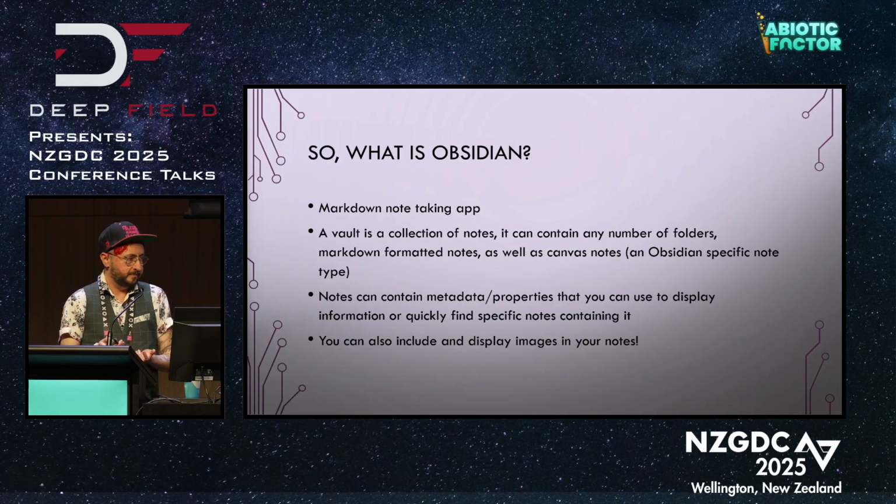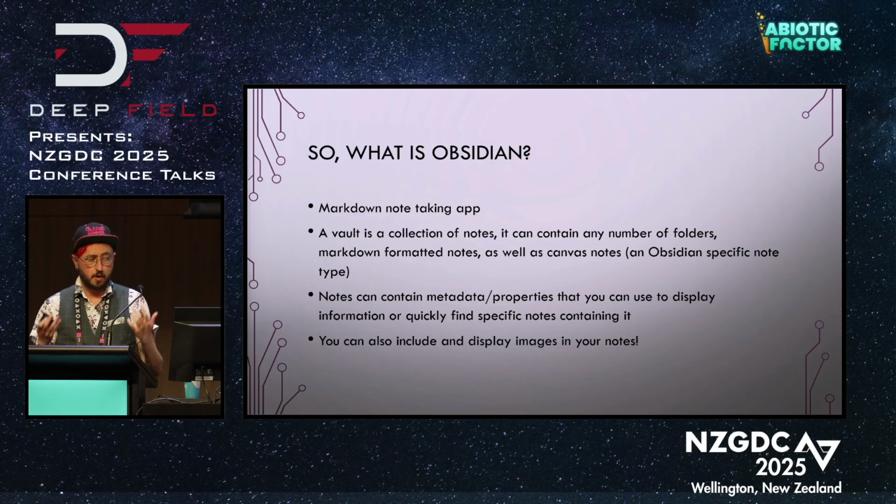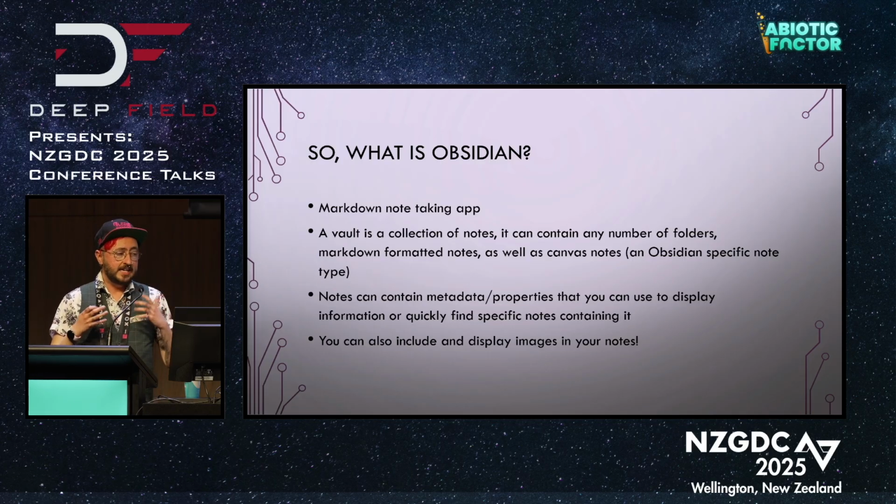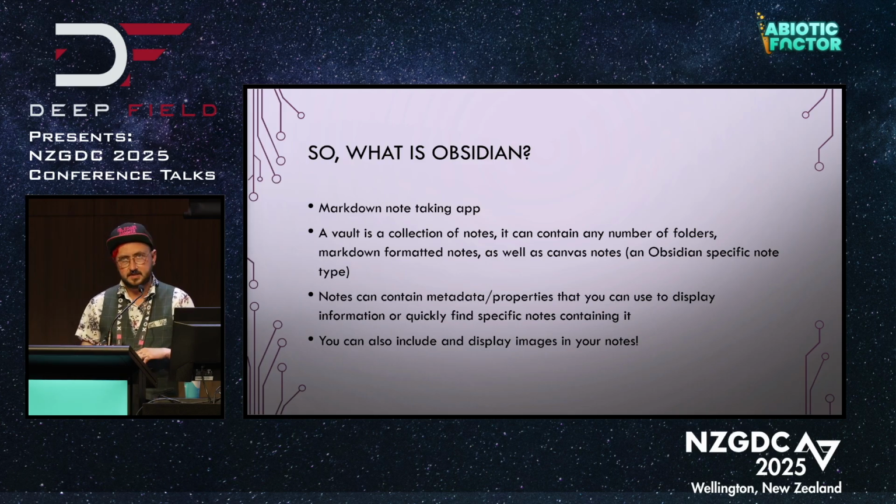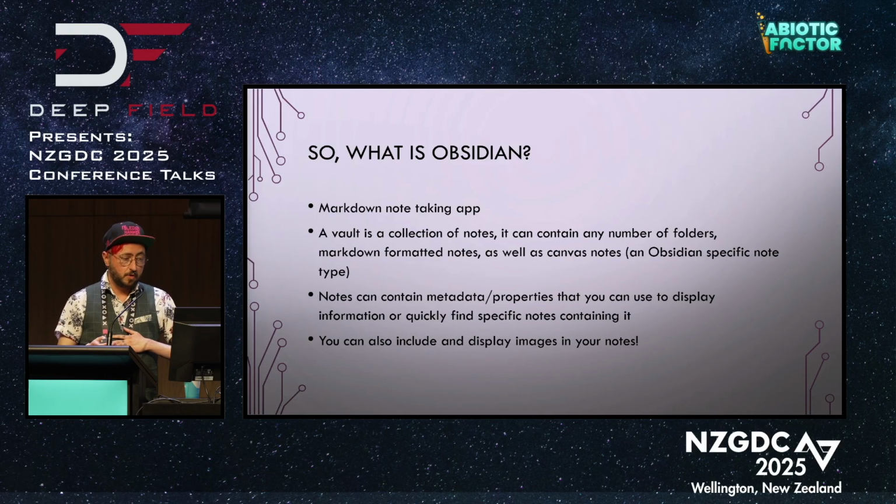So let's go. What is Obsidian? Maybe I should have done that before that slide, but look, it's a markdown note-taking app. There's some terminology. A vault is basically a collection of notes and folders. Any number of notes and folders, markdown formatted notes, canvas notes. There are now base notes, which is a new database feature that Obsidian just added like 3 or 4 weeks ago.